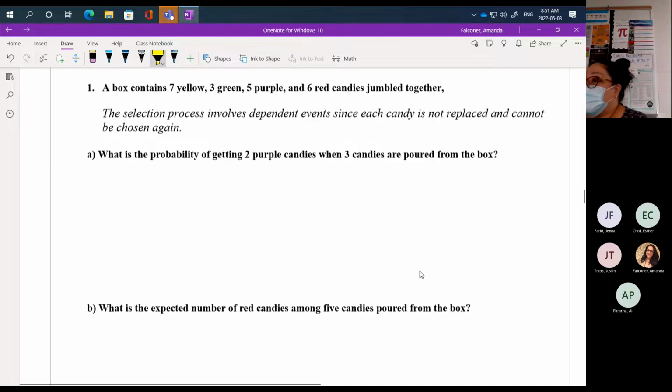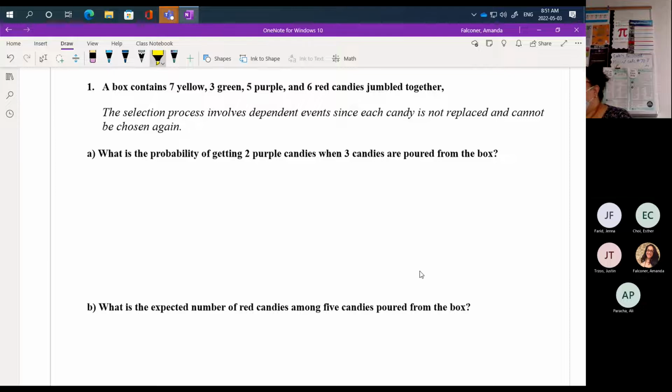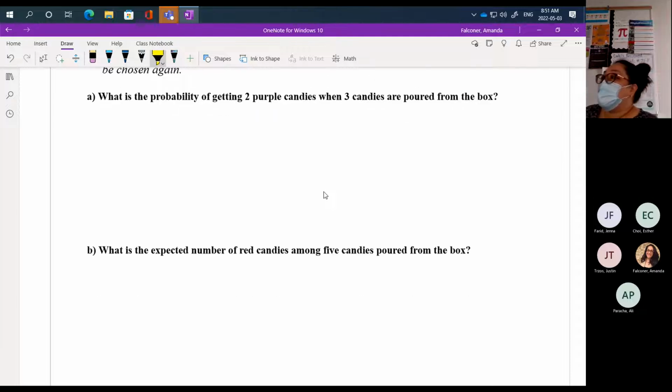Okay, so here's our first example. We've got a box containing 7 yellow, 3 green, 5 purple, and 6 red candies jumbled together. And it gives us a bit of a hint here. The selection process involves dependent events since each candy is not replaced and cannot be chosen again. So whatever I draw out first is going to affect the likelihood of whatever I'm interested in on the second draw. What is the probability of getting 2 purple candies when 3 candies are poured from the box?